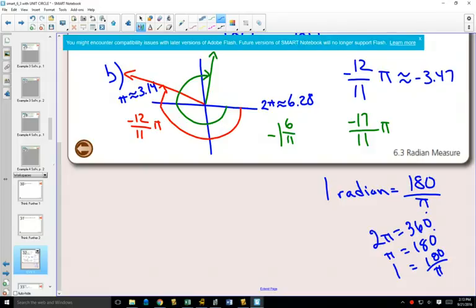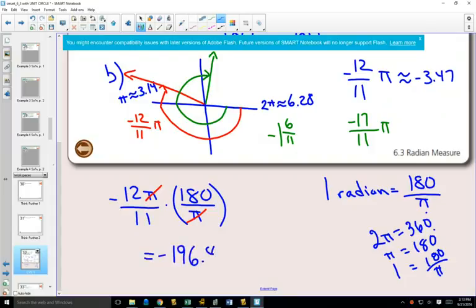So now we want to change this radians to degrees. We have negative 12 pi over 11 radians. Each radian is 180 over pi degrees. And so when we multiply this out, what happens to the pi's? They cancel out. 12 times 180 divided by 11 is 196.4. Was it to the nearest tenth that they wanted? Yes. Good.